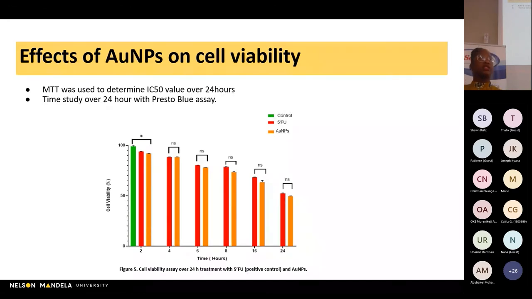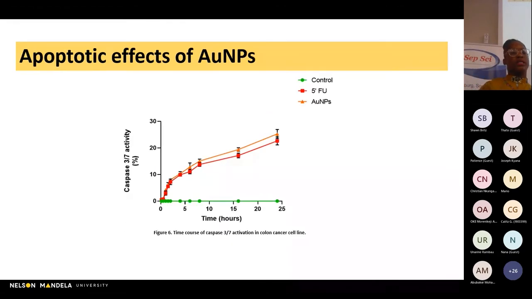After each and every 2 hours, there is a decrease, showing that there is a decrease in cell proliferation, which could be apoptosis. But we cannot just confirm that without doing an apoptotic study. So we did an apoptotic effect study using the caspase 3/7 pathway. The caspase 3/7 activity is the one that is responsible for apoptosis.